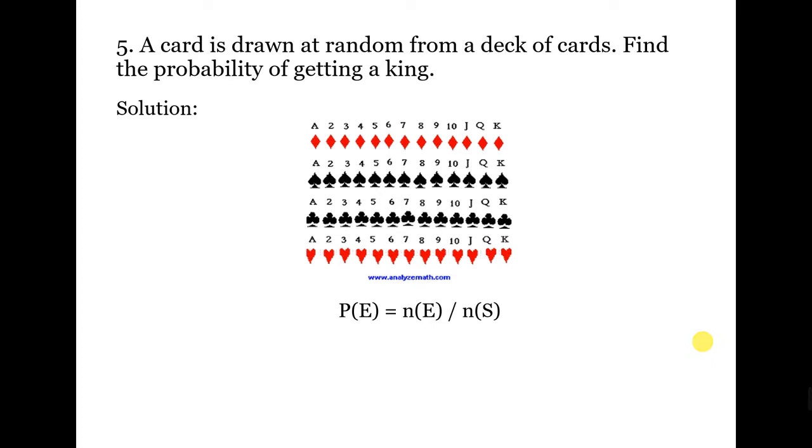Problem number 5. A card is drawn at random from a deck of cards. Now find the probability of getting a king. As we can see, we have 52 cards shown in the figure. Then the number of king cards is 4 as the number of events. Now if we substitute the values to the formula, the answer is equal to 1 over 13 or approximately 7.7% as the probability of getting a king card.